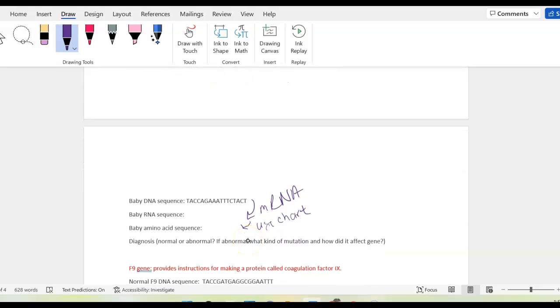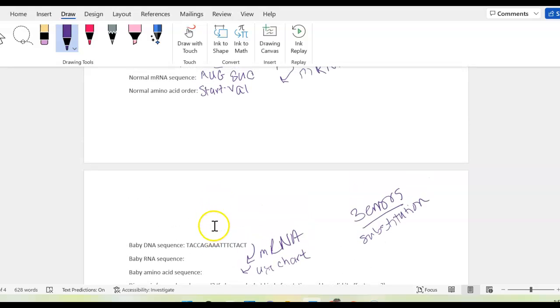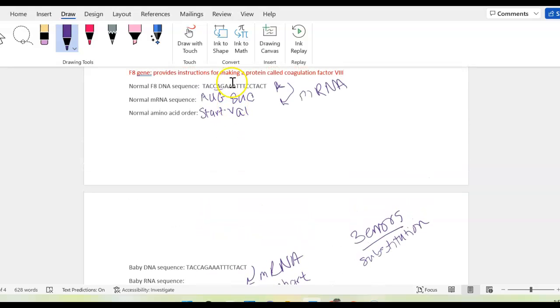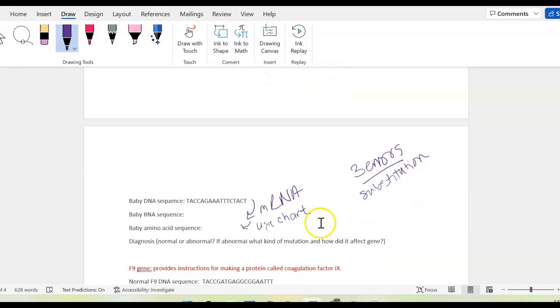Is this normal? First of all, there are 3 possible errors here. You could have a substitution, where one of the nitrogen bases on this DNA is swapped out for another one. You compare the normal DNA sequence to the baby's DNA. If one letter is swapped for another, that's called a substitution. You could have an insertion, or you could have a deletion. An insertion is when another letter is added in, and a deletion is when a letter has been taken out.